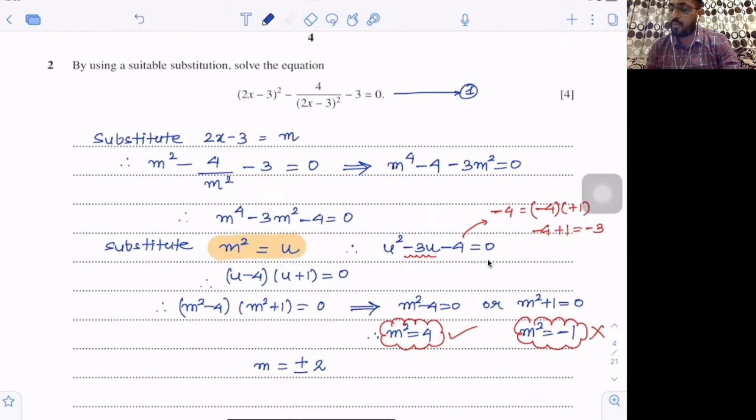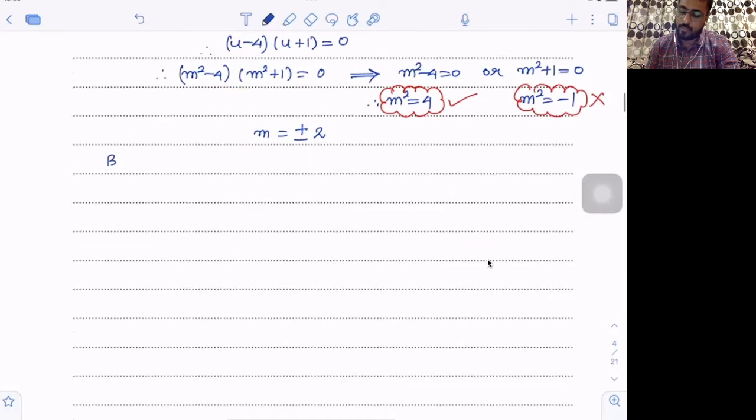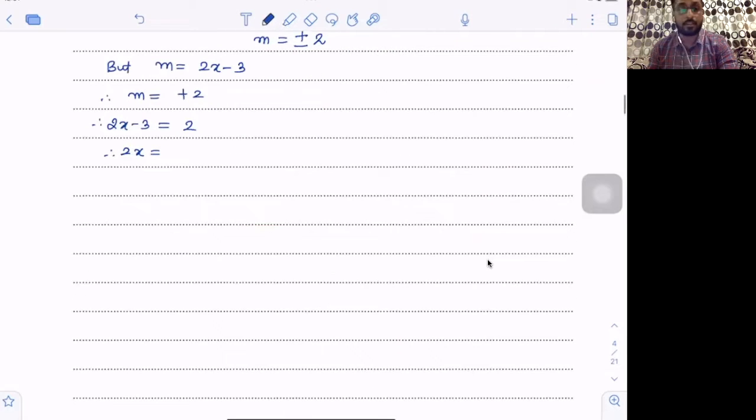Now, if you recall back again, 2x minus 3 was taken as m. So I know what's the value of m now. It is 2x minus 3. So I'm going to replace m with 2x minus 3. So when m is plus 2, I can write 2x minus 3 is going to be plus 2. So 2x becomes equal to, so minus 3 shifts the side, right? So minus 3 plus 2 I get, that's plus 5. That gives you plus 5. So x would come out to be 5 upon 2.